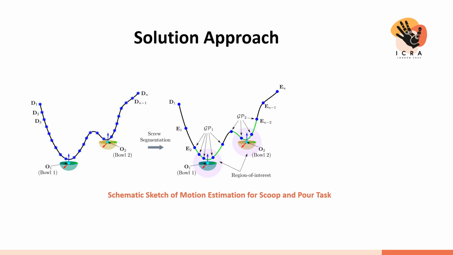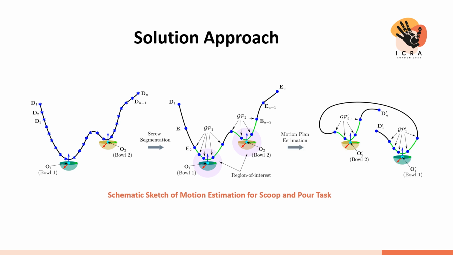We first segment the demonstrated end effector trajectory as a sequence of constant screw segments, using the heuristic that the screw segments near the task-related objects form the essential task constraints. We extract the screw constraints associated with each task-related object and express them relative to the corresponding object's frame of reference. As you see in this image, we consider only the screw segments that lie inside the region of interest surrounding each task-related object to form the task constraints.